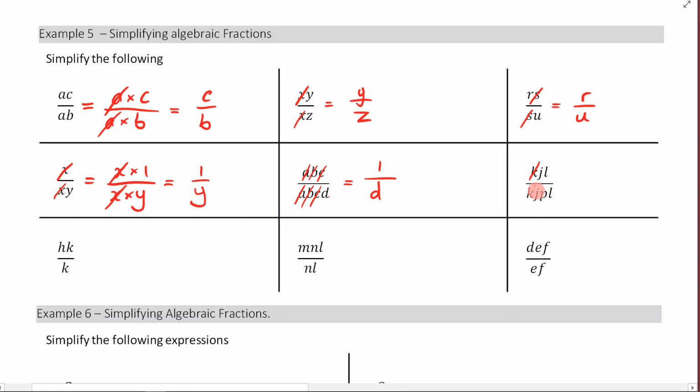This k will cancel with this k. This j will cancel with this j. This l will cancel with this l. So that means I only have p left. And remember, when I have nothing on my numerator, that just means there's 1 there. All right, let's keep on going.